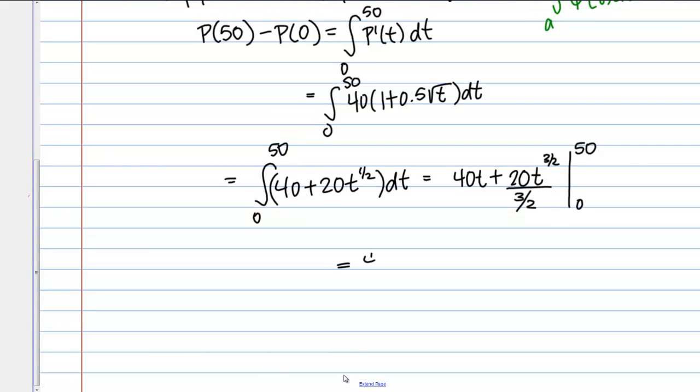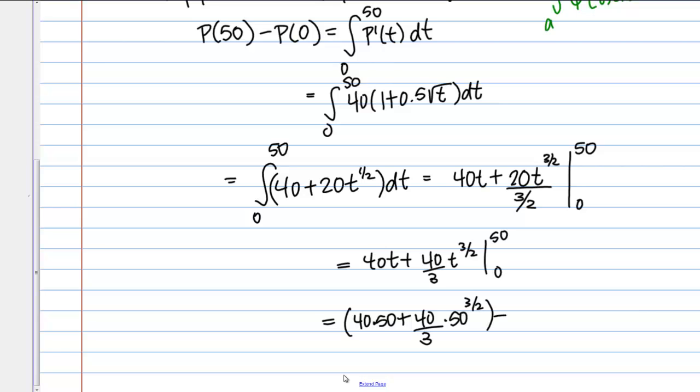Okay, so if I clean that up a little, that's 40t plus, I'm dividing by a fraction, which is the same as multiplying by the reciprocal. So this is really 40/3 t to the 3/2. And now I can plug in my values. So I start by plugging in 50. Okay, so 40 times 50 plus 40/3 times 50 to the 3/2 minus, and then I plug in 0, but that's just going to get me 0 because of those t's.